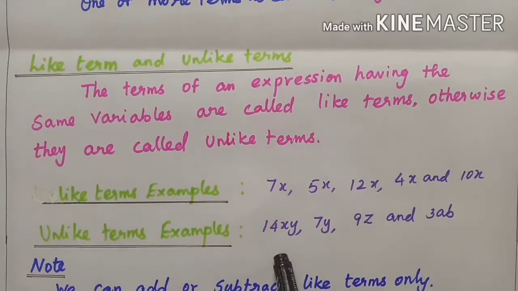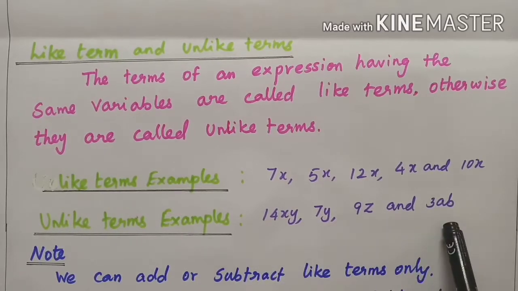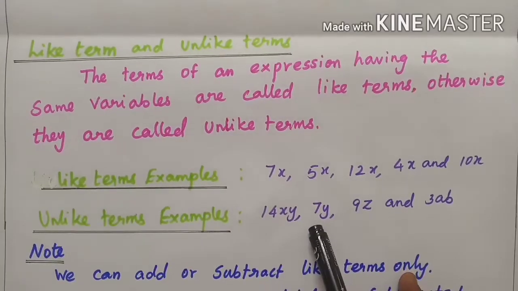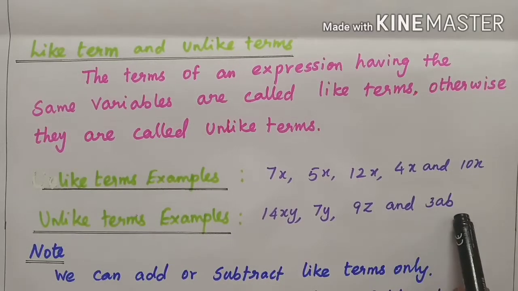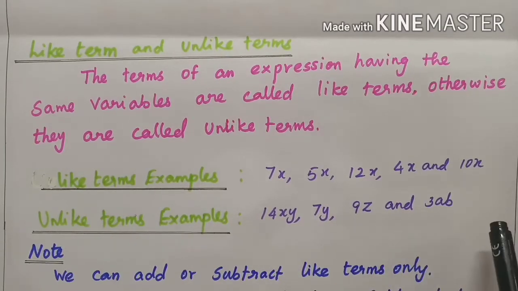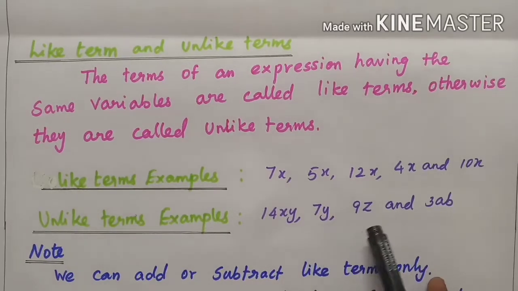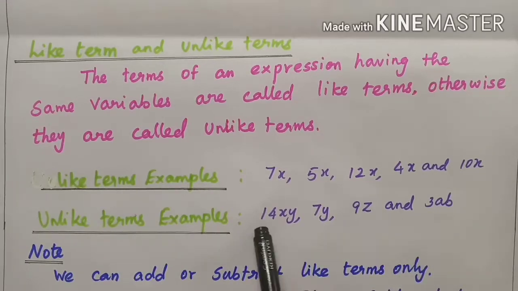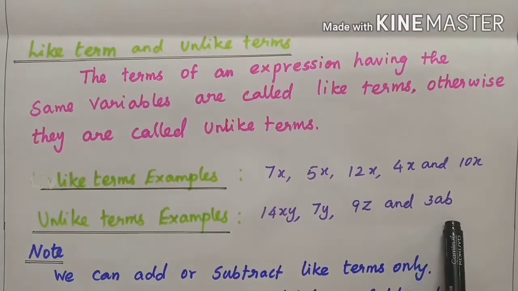Right. Next, I will go with unlike terms. Here we have 4 terms: 14xy, 7y, 9z, and 3ab. All these 4 terms contain different variables. The first term has x and y, the second term has y, the third term is z, the fourth term has a and b. So we can call all these four terms unlike terms.